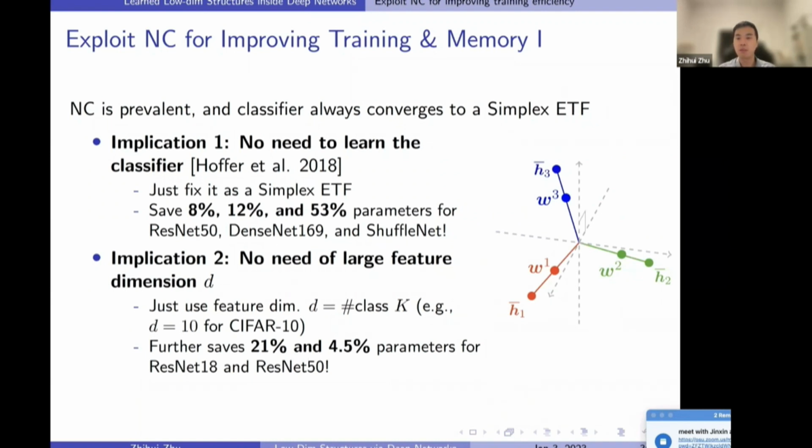The second one is: what about the feature dimensionalities? In practice, we usually use very large dimensionalities, say feature dimension D equal to more than 2,000. But here, our results actually show that we can just use feature dimension D equal to the number of classes K, say K equal to 10 for CIFAR10, and we will still obtain the neural collapse properties. So this could first save a lot of parameters, because the linear classifier is a fully connected layer.